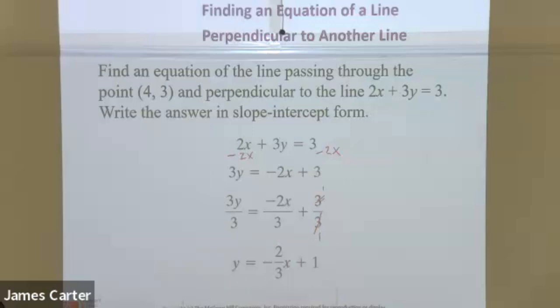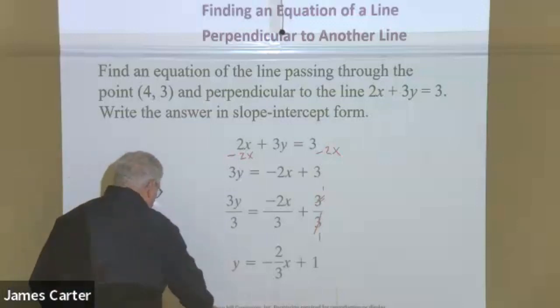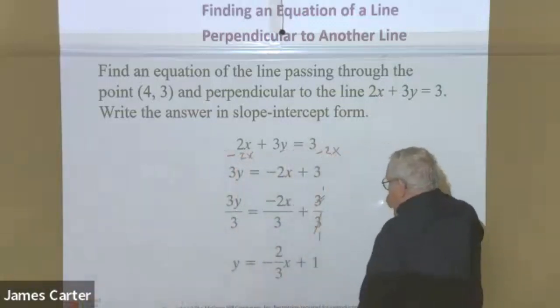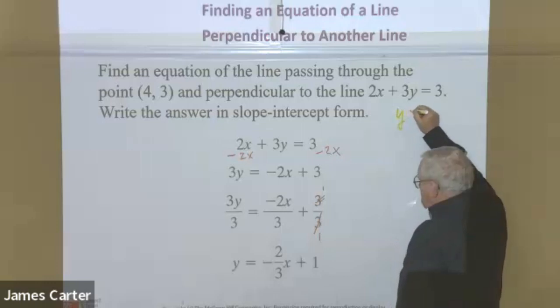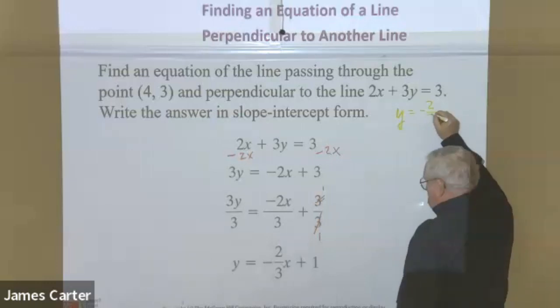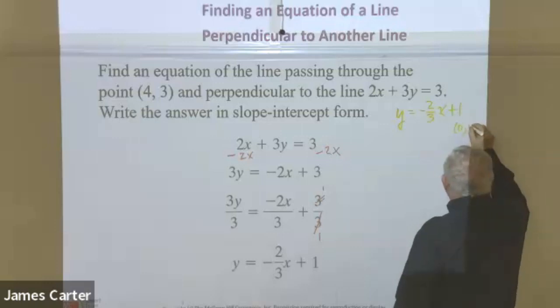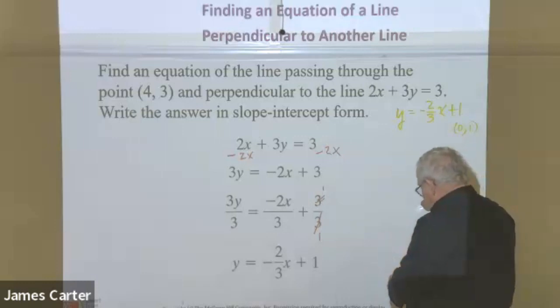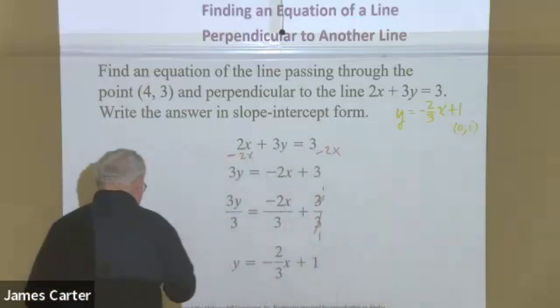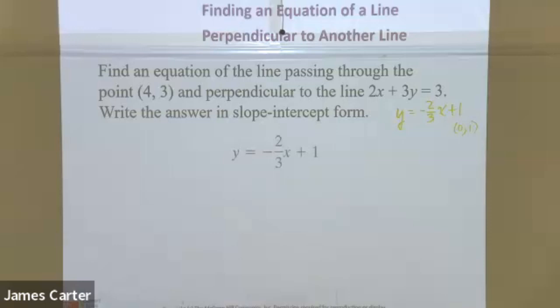And here is that equation equivalency. Okay, I'm going to write that over here just so we've got it. y equals negative 2 thirds x plus 1. That means the y-intercept is the point 0, 1. So there it is. Now, based on that, the slope of this equation over here is negative 2 thirds.